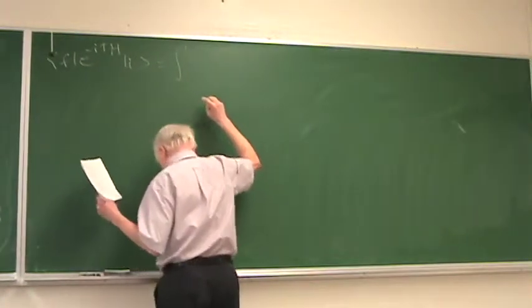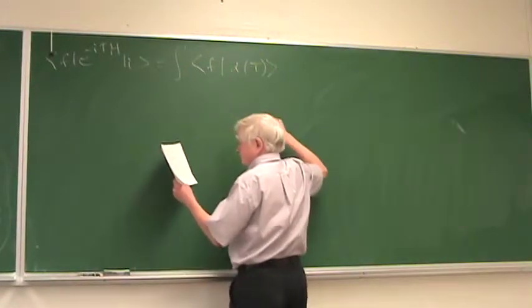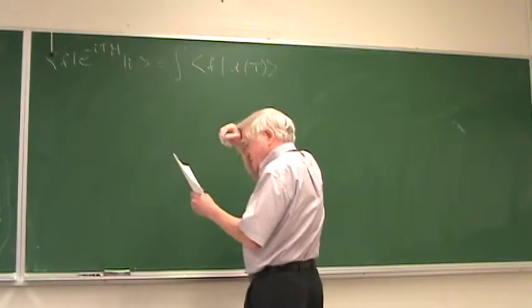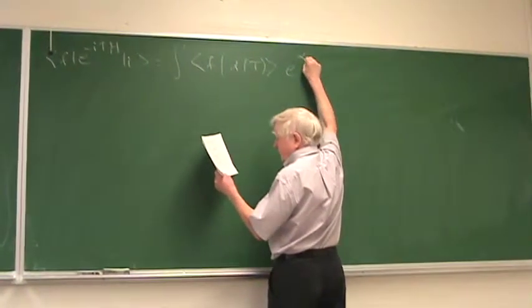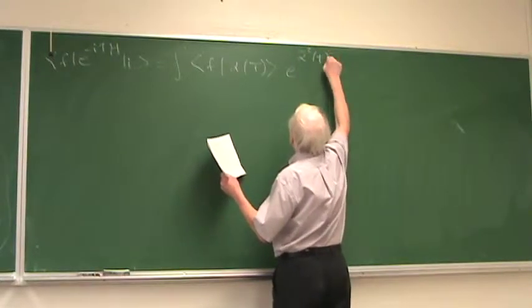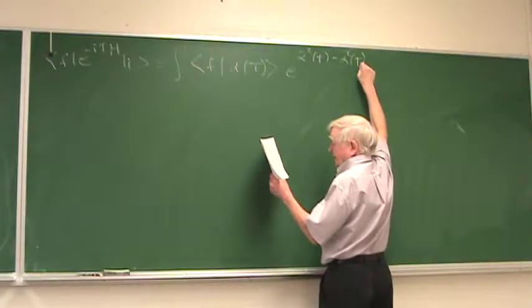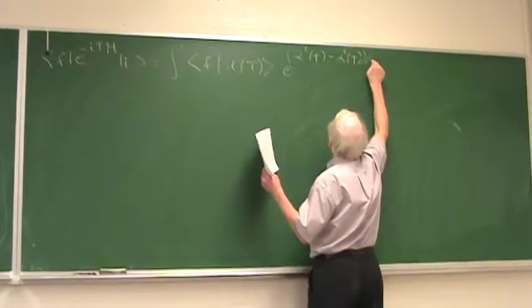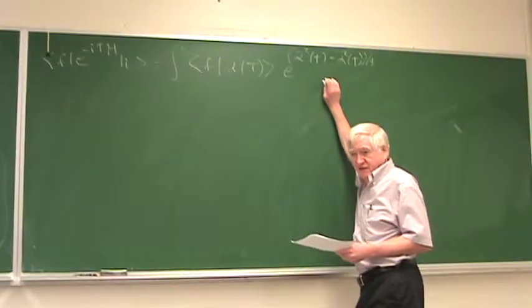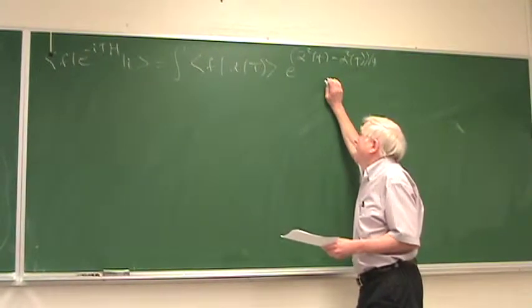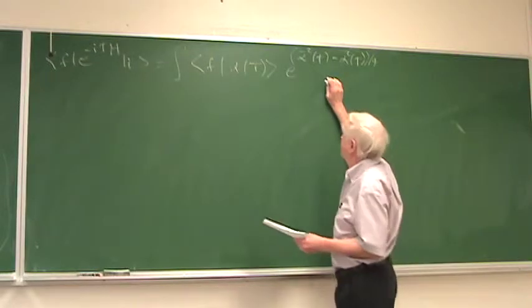Integral, final alpha of T. And now, what is this QP? Well, it turns out it's E to the alpha bar squared of T minus alpha squared of T, divided by 4. This is just a phase factor, though, we should keep in mind. This is not going to affect the amplitude, although it does play a role.